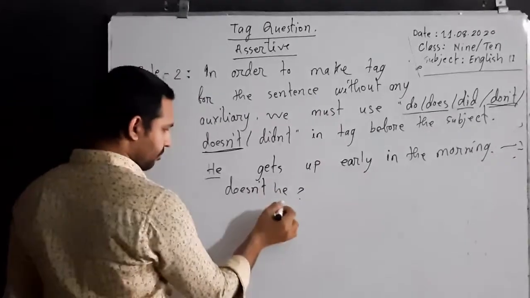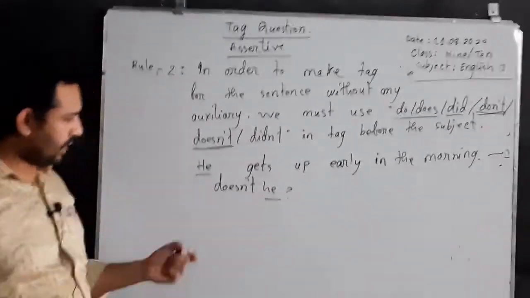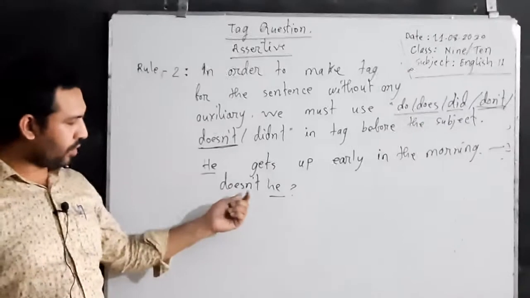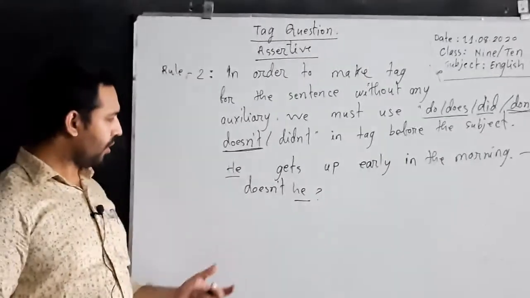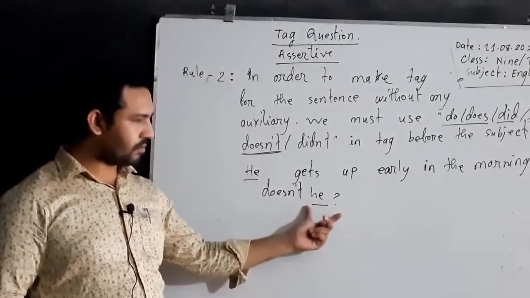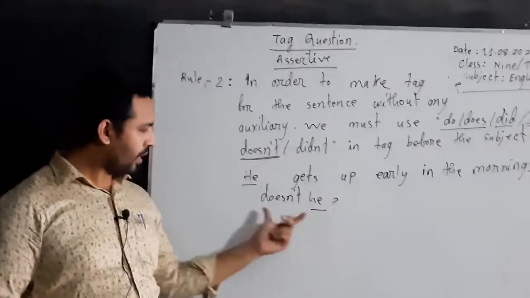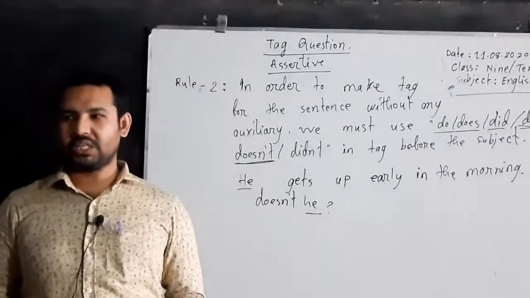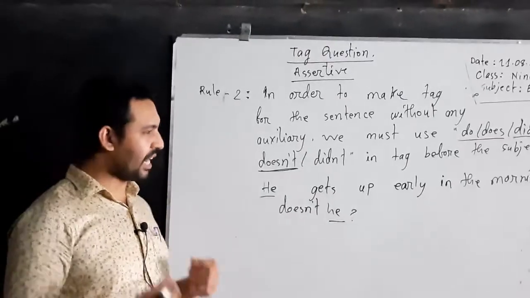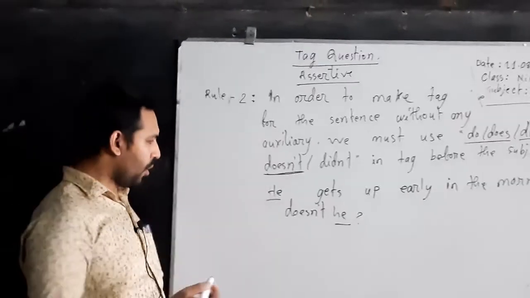Because he, the subject, is third person singular number, and we know it is a universal rule that if the subject is in the third person singular number, then we have to use the S added form, doesn't. Okay, let's see another example.